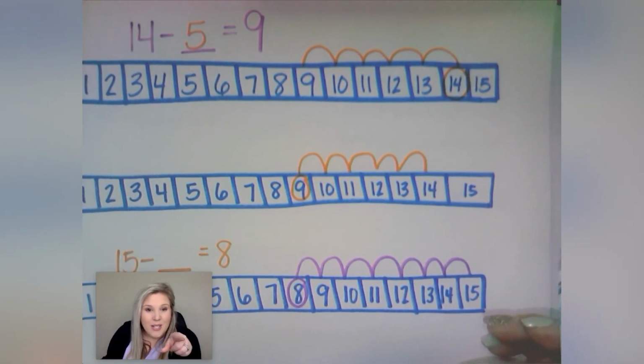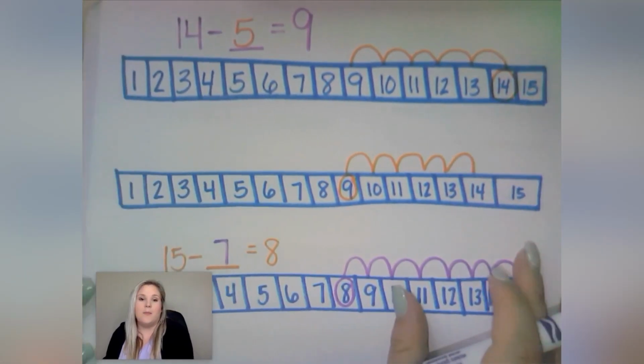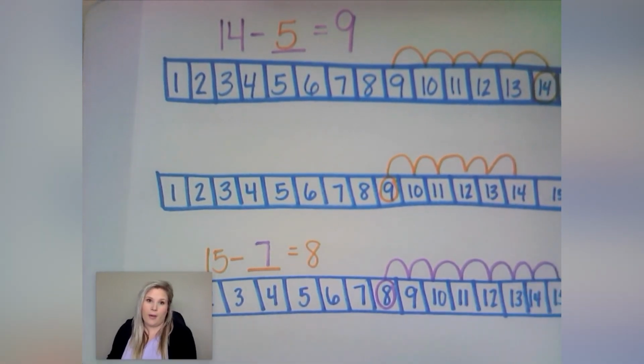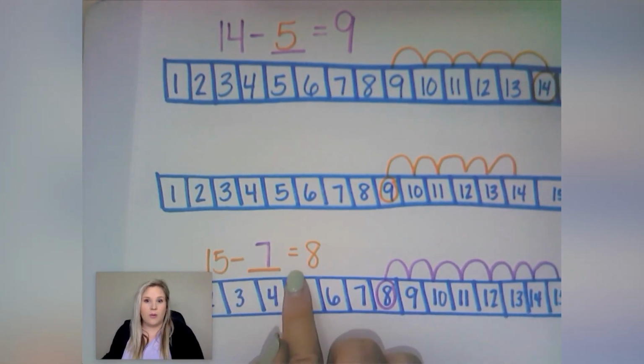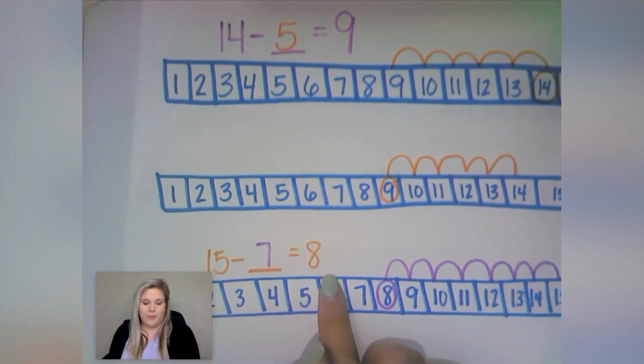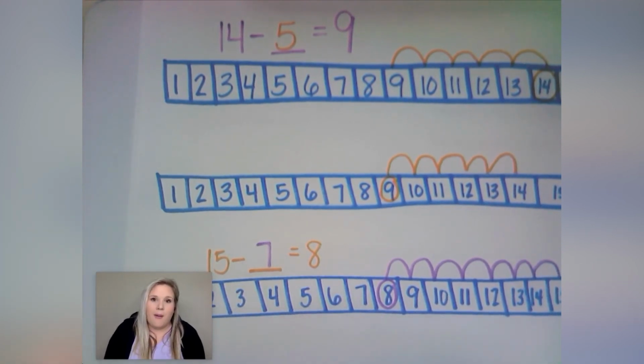And you got 7 too? Awesome. I can complete my number sentence by writing the number 7 into the equation. And now it reads 15 minus 7 equals 8. I want you to keep up the great work.